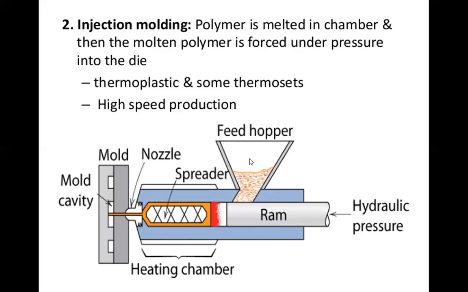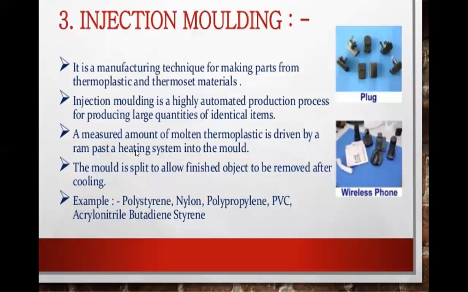The plastic material is injected into the heating chamber by using hydraulic pressure. See here. A measured amount of the thermoplastic is driven through the heating system into the mold. The mold is split to allow the finished object to be removed after cooling.